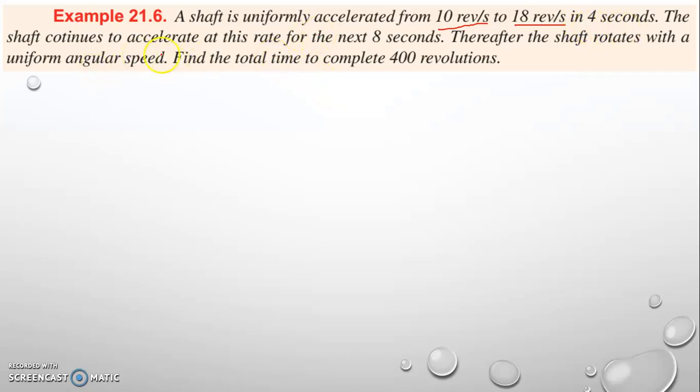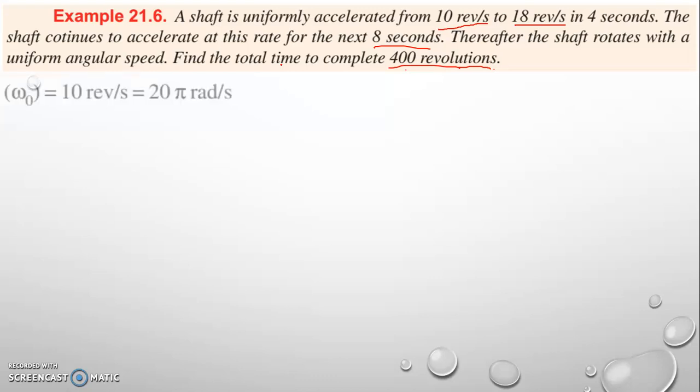The shaft continues to accelerate at this rate for the next 8 seconds also. So in total, 4 plus 8, 12 seconds, it is in accelerated motion, and thereafter the shaft rotates with a uniform angular speed. Find the total time to complete 400 revolutions. Again we will be converting revolutions into 2 pi. 400 into 2 pi will be 800 pi, the distance traveled, that is theta is given as 800 pi.